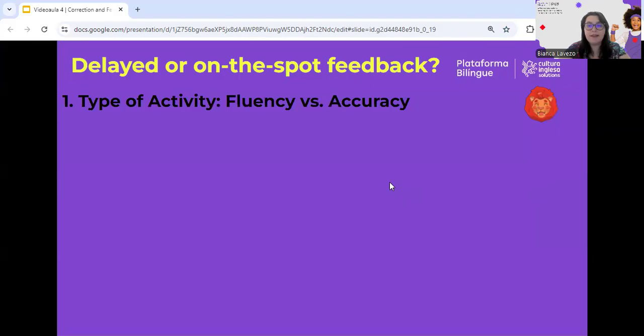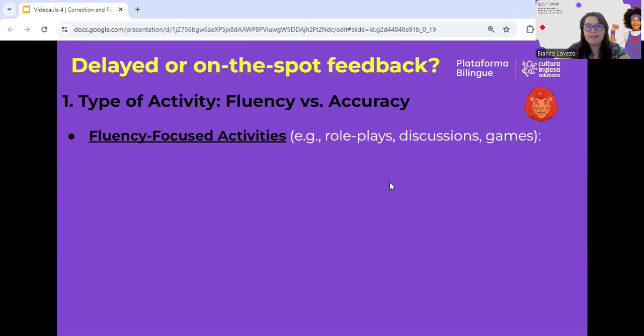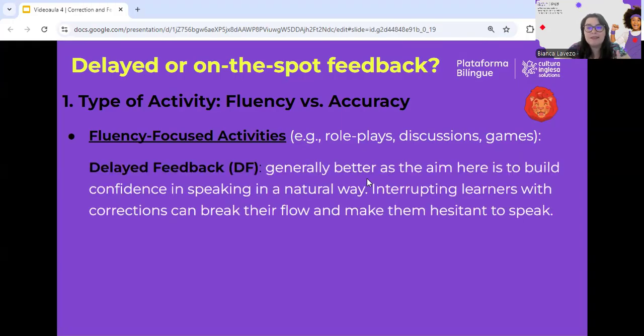Because when you're thinking of that, then fluency focused activities, such as the ones that we mentioned before, we should focus on delayed feedback. They usually work better because, again, if you keep interrupting learners all the time, you might break the natural flow of speech, and students might even become hesitant because every time they attempt to say something, you interrupt because they made a mistake.